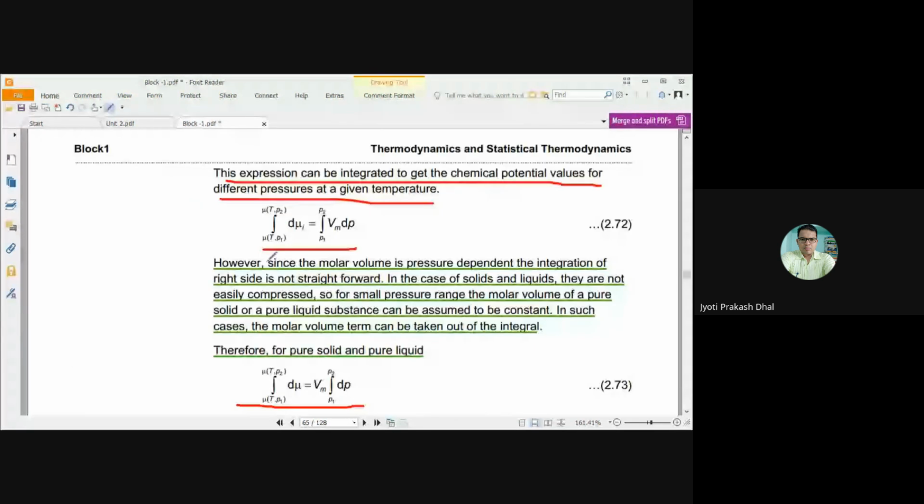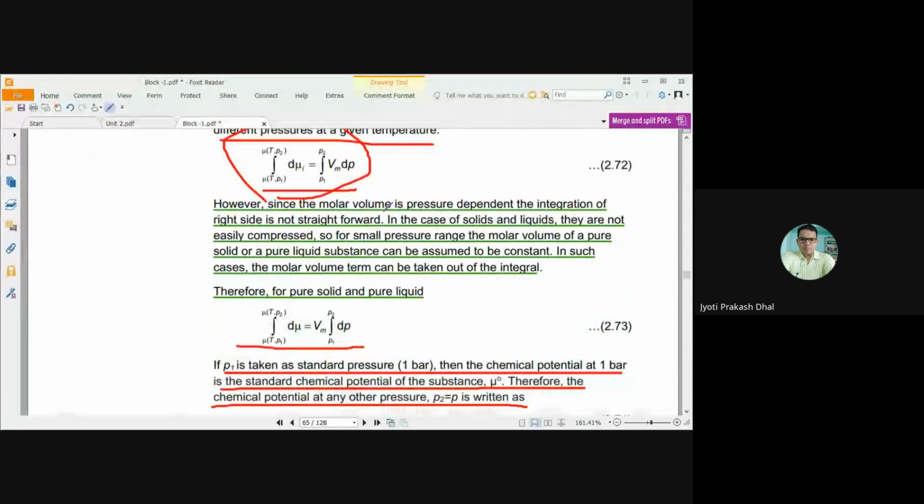So you will take the integral of this. However, since the molar volume is pressure dependent and the integration of the right side is not straightforward, this equation is not very useful in general. But in the case of solid and liquid, they are not easily compressed, so the change in volume with pressure is small.